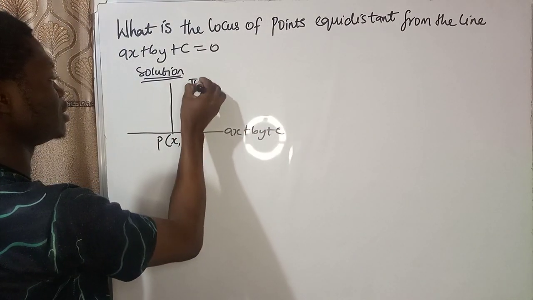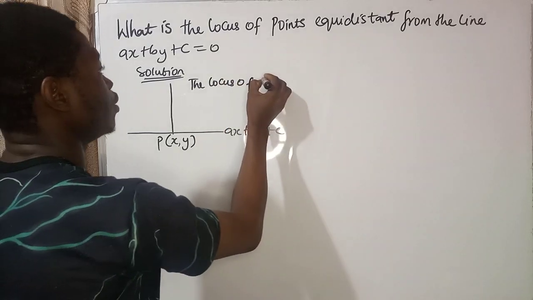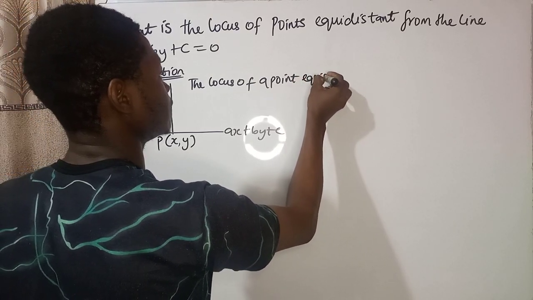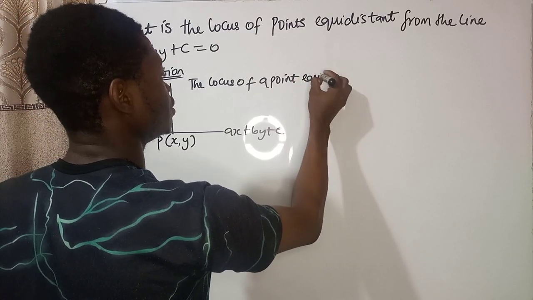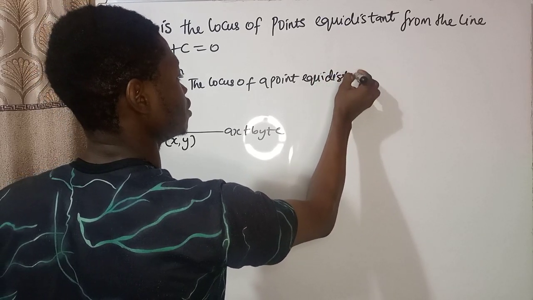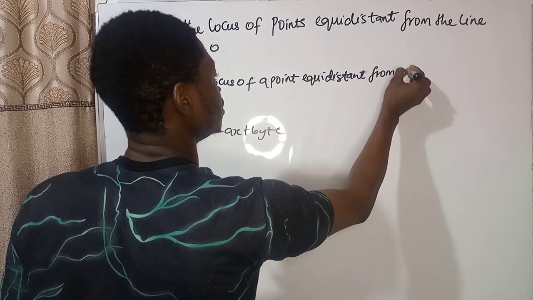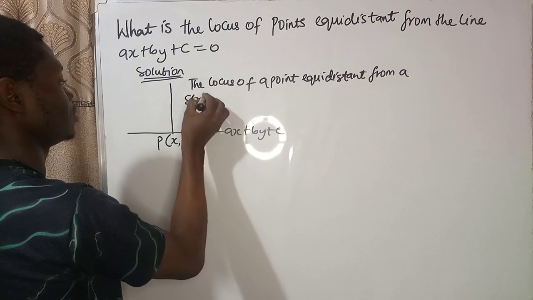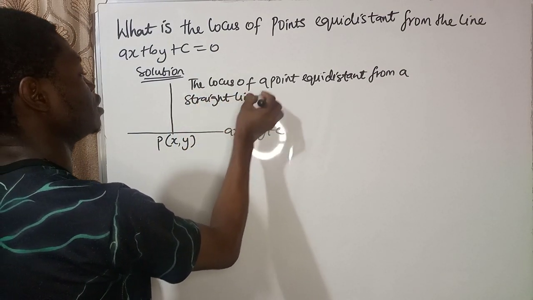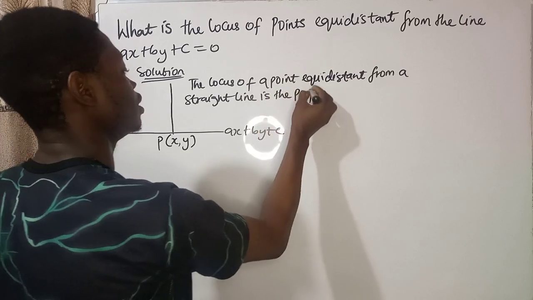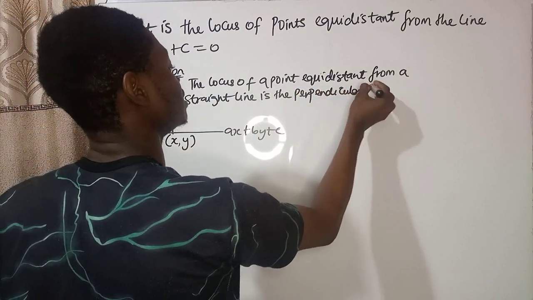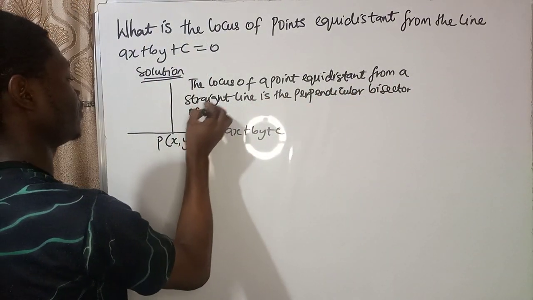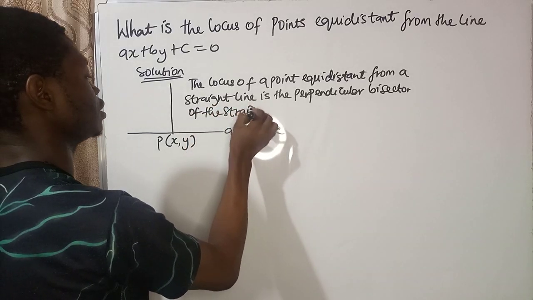Now, let me write it. The locus of a point equidistant from a straight line is the perpendicular bisector of a straight line.